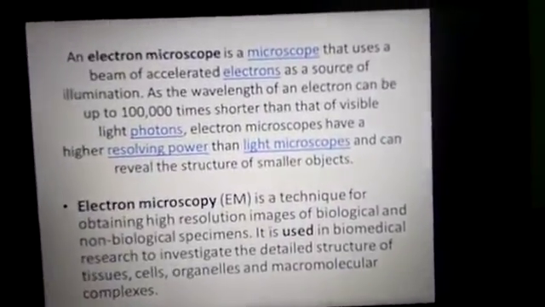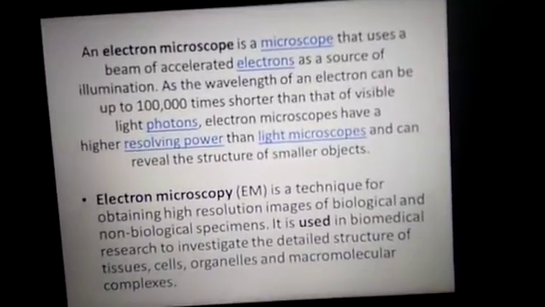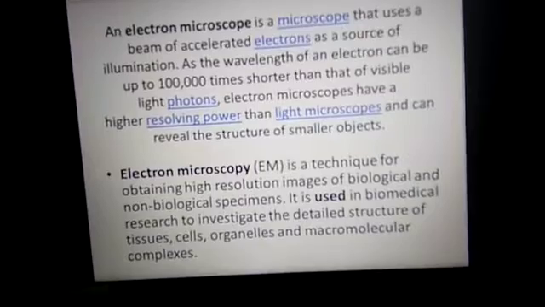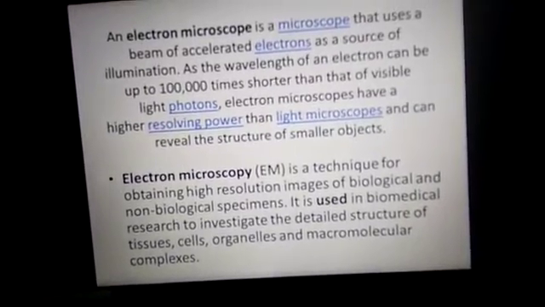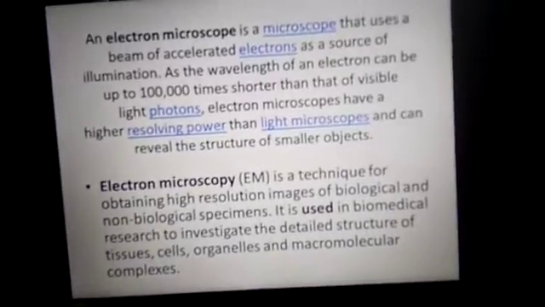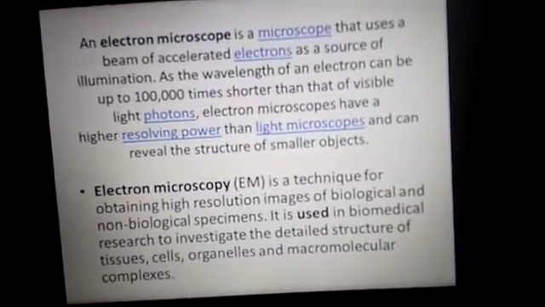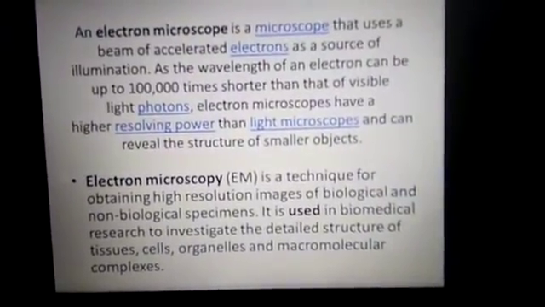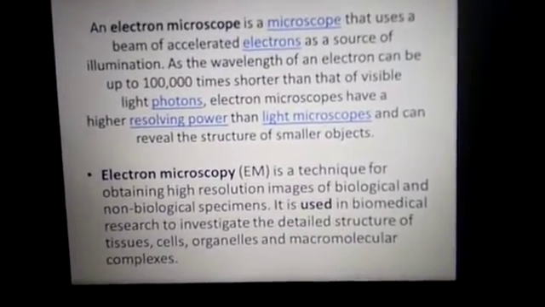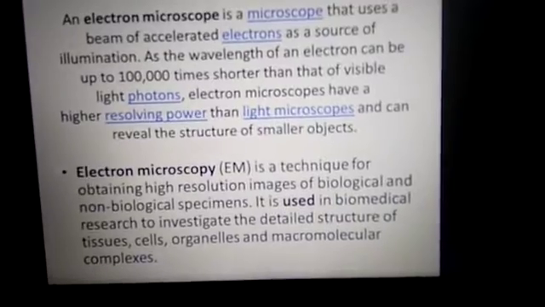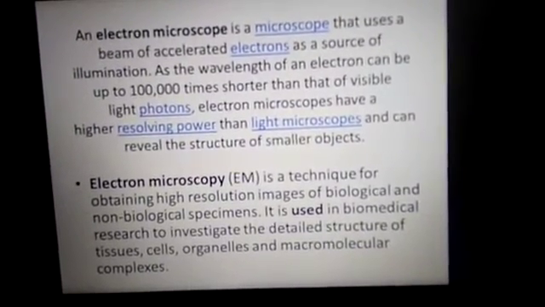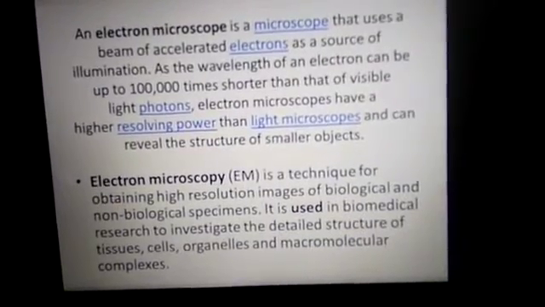So till now we have discussed the cell and the microscope. Now, the invention of the electron microscope: how it has changed modern science. The function of the electron microscope is that it uses a beam of accelerated electrons as a source of illumination. The wavelength of electrons can be 1 lakh times shorter than that of visible light photons.